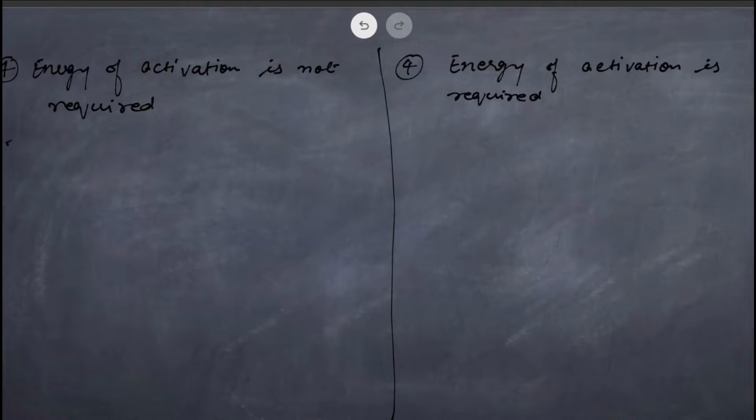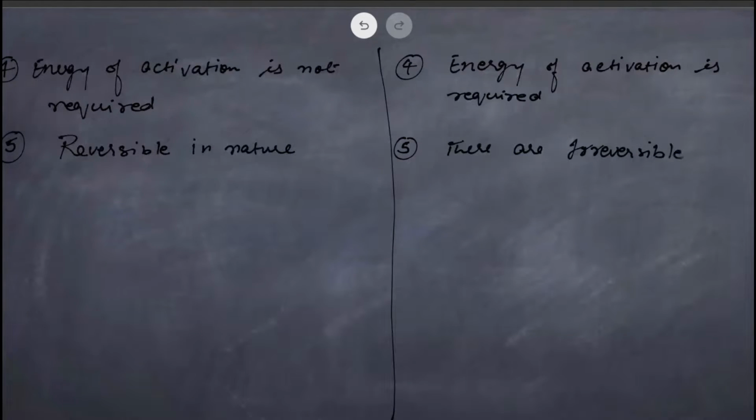Okay. And the fifth point is reversibility. In physical adsorption, these are reversible in nature. And here, these are irreversible in nature. Obviously, you know that a strong chemical bond forms here, so reversibility is near to impossible. These are irreversible in nature.